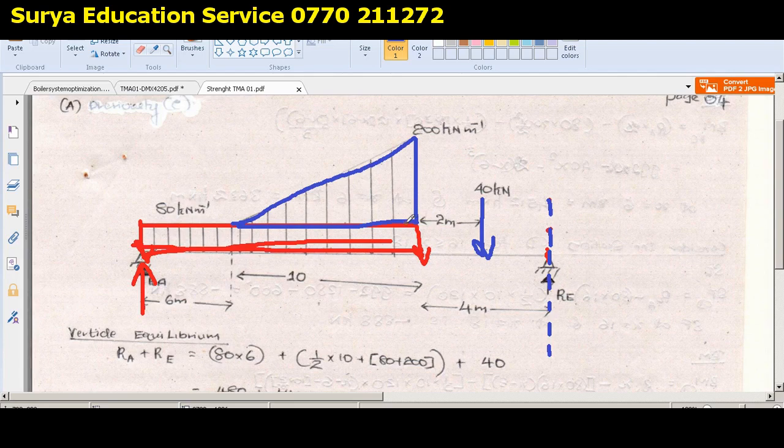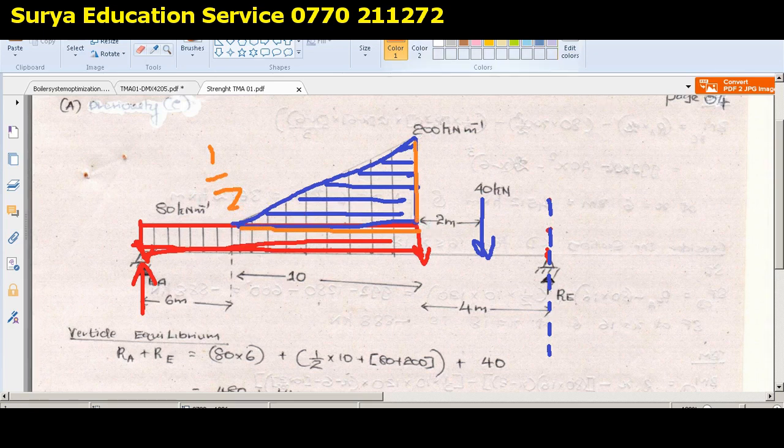So it's very easy. Now just consider this triangle. If you want to find the resultant load because of this section, you need to consider the area of this section. So what is the area of this section? Half multiplied by this base into height.